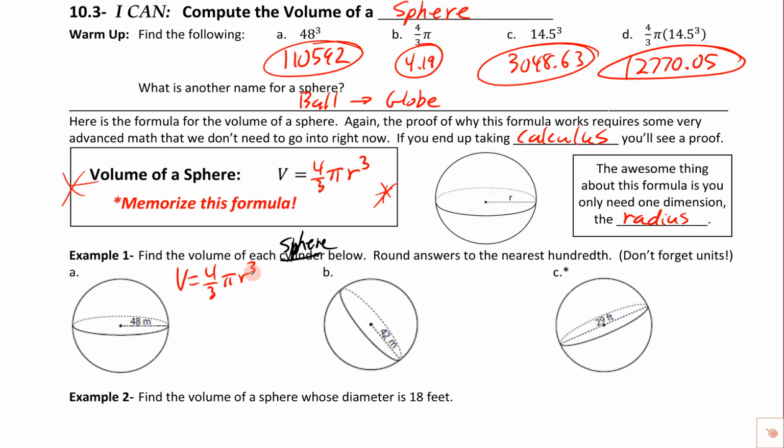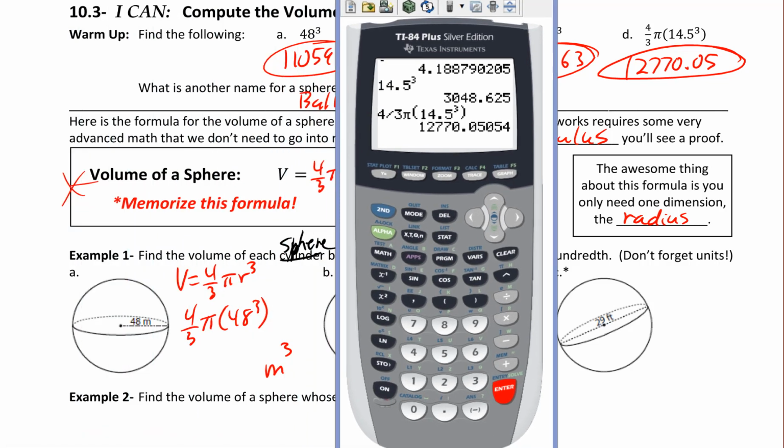Okay, so let's go ahead and figure out what the radius is, and it just gives it to us. So we've got 4/3 pi, and then we're going to do 48 cubed. Again, write down the units. This is a volume, so this is going to be meters cubed, and then we'll type this into the calculator. So let's see what we've got here.